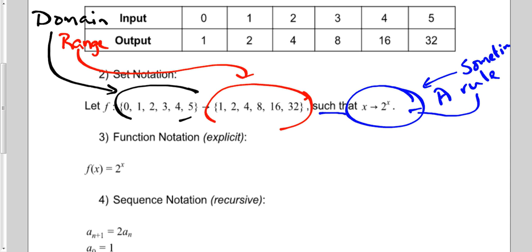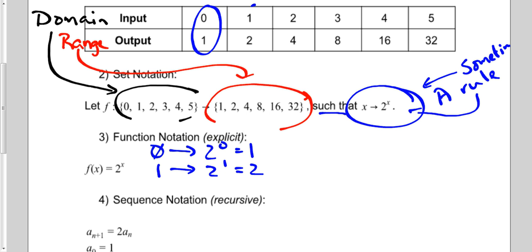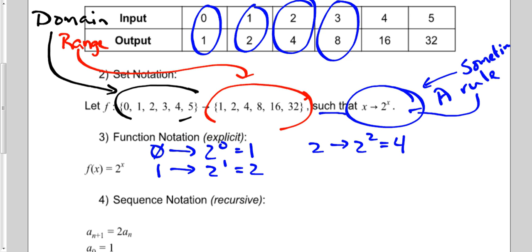Because if you notice, when I put 0 in for x, when 0 is my input, I get 2 to the 0 power, which equals 1. When 1 is my input, I get 2 to the first power, which equals 2. So 0 to 1, 1 to 2. When 2 is my input, I get 2 to the second power, which equals 4, which matches that. And I could go all the way through. So now I've shown you 3 ways to show the same relationship.